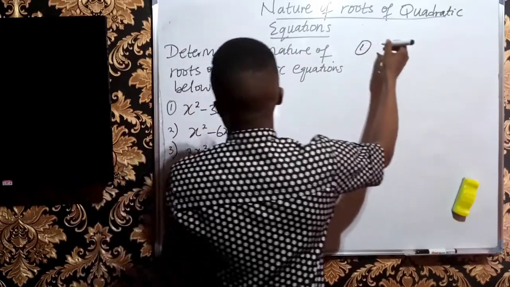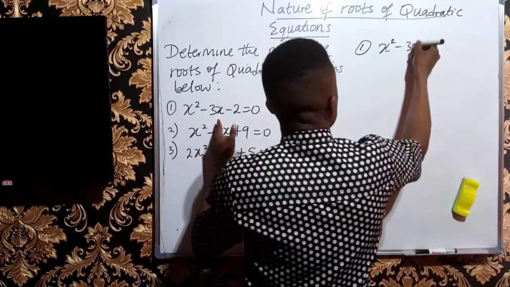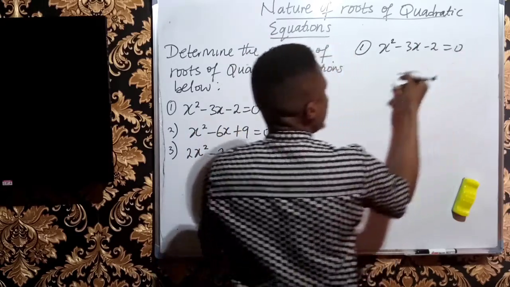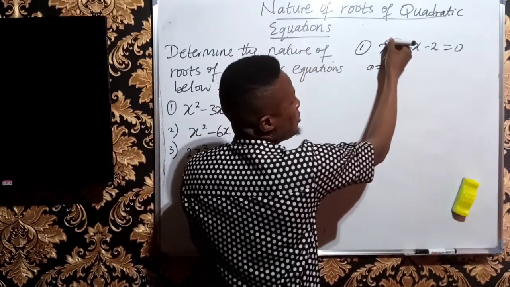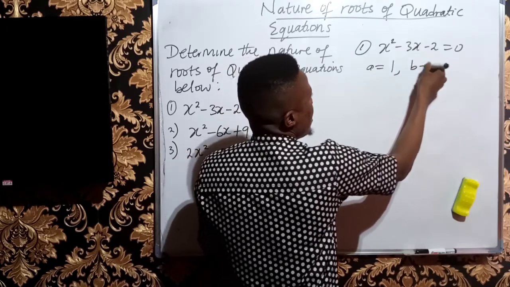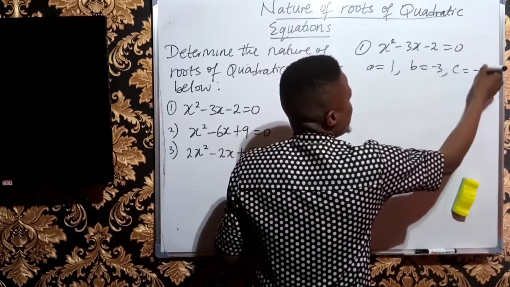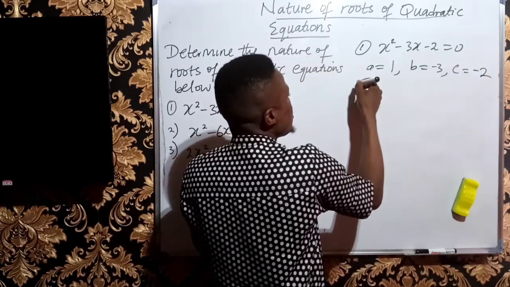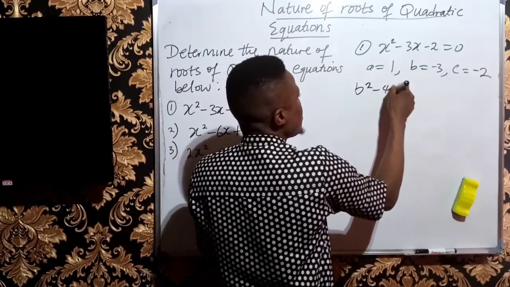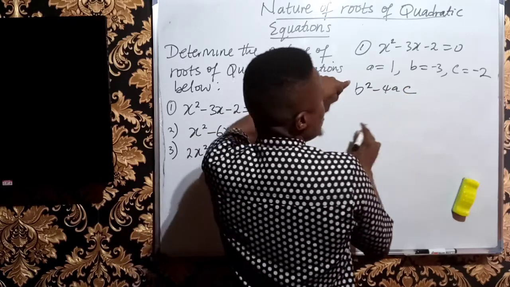For number 1, we have x squared minus 3x minus 2 is equal to 0. My a is the coefficient of x squared, which is 1. My b is the coefficient of x, which is minus 3. And my c is the constant, which is minus 2. So using the discriminant b squared minus 4ac, let us see what it will give us.